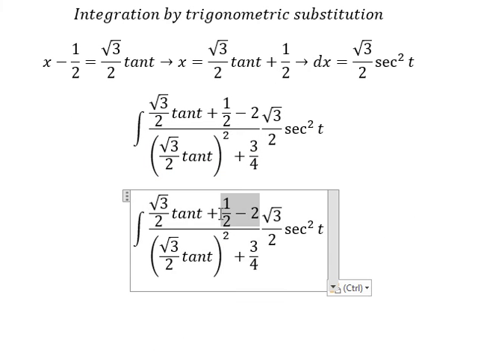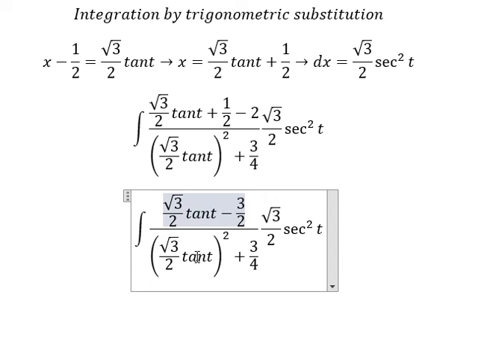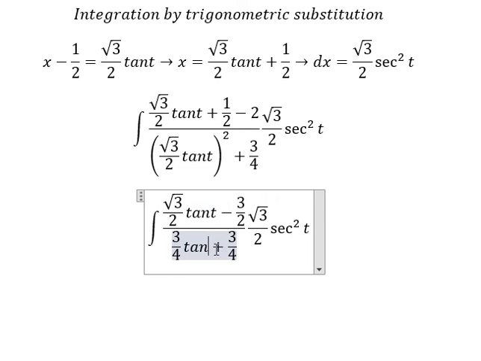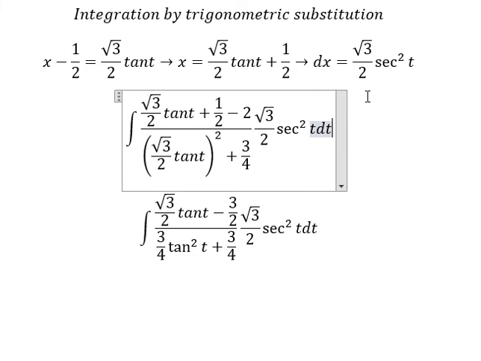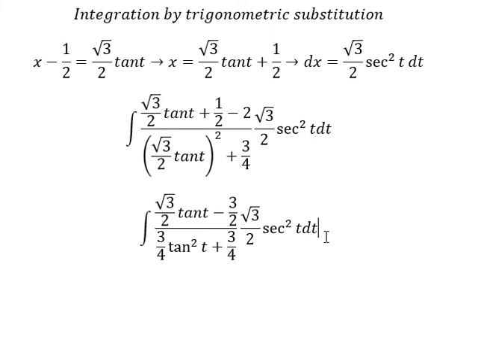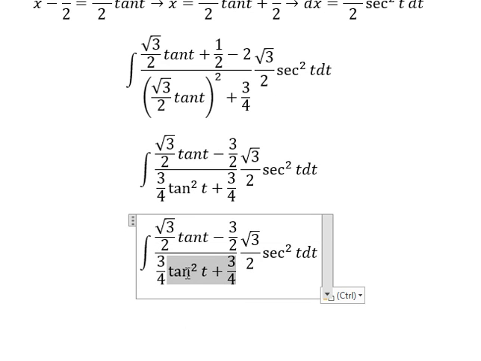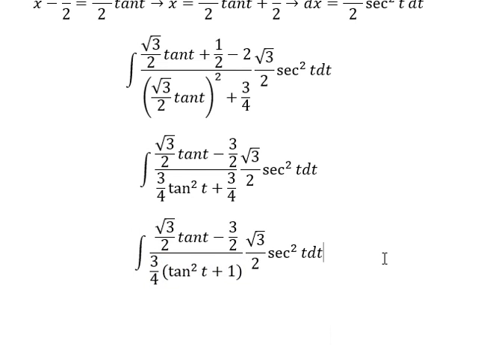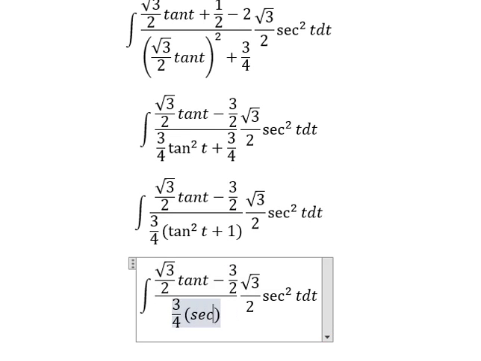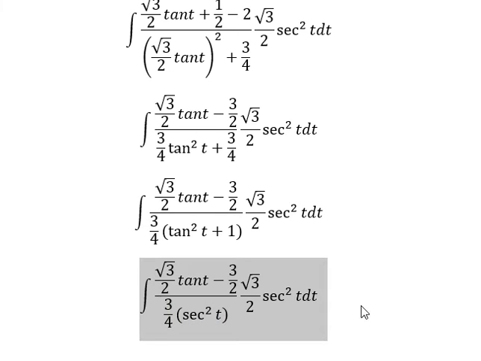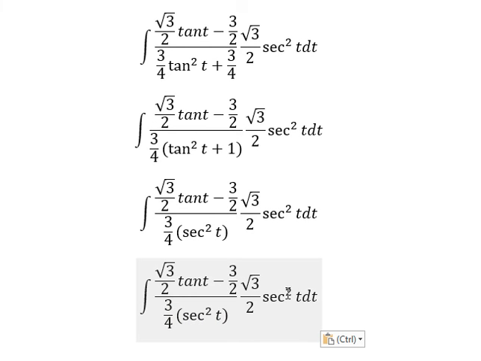So this one in here, that is negative 3 over 2. This one we have 3 over 4 times tan t squared. So 3 over 4, 3 over 4, we can do factorization. And this one we have secant of t squared. We simplify secant of t squared on numerator and denominator.